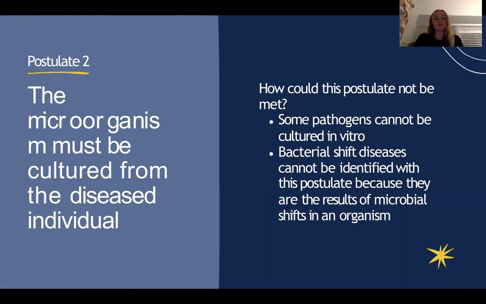Postulate number 2 is the microorganism must be cultured from the diseased individual. Some ways this postulate couldn't be met would be that some pathogens just cannot be cultured in vitro. So while a microorganism may cause a disease, there are some scenarios in which they can't be cultured, so it wouldn't be able to pass this postulate. It gives us some opportunity to maybe revise this and see what else we can do to determine causative relationships. In addition, bacterial shift diseases cannot be identified with this postulate because they are results of microbial shifts in an organism.